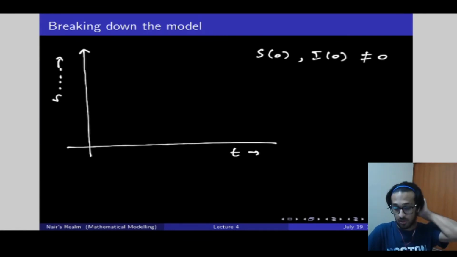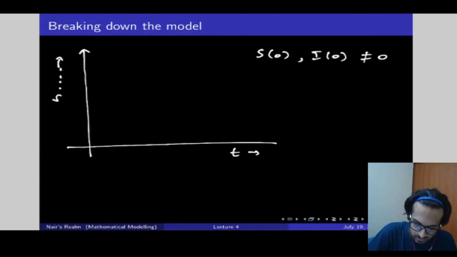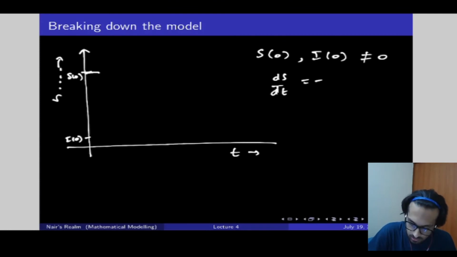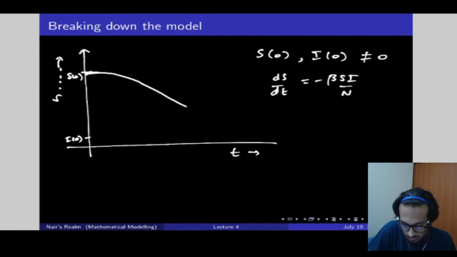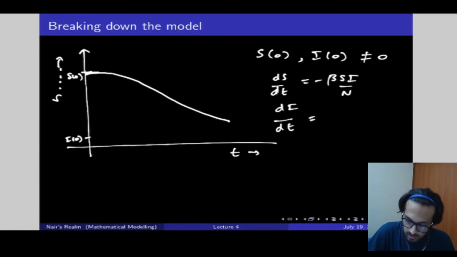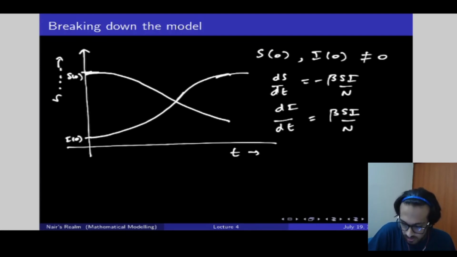Cool. Now, this is S of 0 and this is I of 0. Because dS by dt is equal to minus beta SI by N, that means because it's negative, it's a decreasing rate. That means the susceptible population is decreasing. So initially it was S0, but as time goes by, it's decreasing. And dI by dt is equal to beta SI by N. Initially it was like this, but as time goes on, it is increasing.